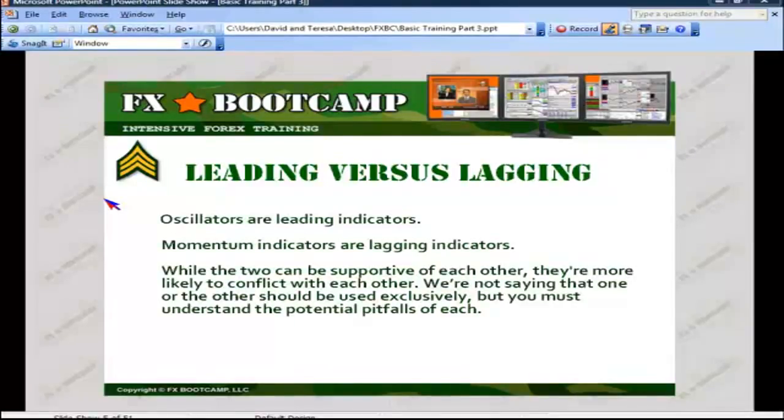Alright, I hope I've made that clear, and if you have questions about that, please post them during the classes to either myself or any of the currency coaches, and they'll discuss that further. It's a very important concept to understand. You really want to be trading with the trend as much as you can.